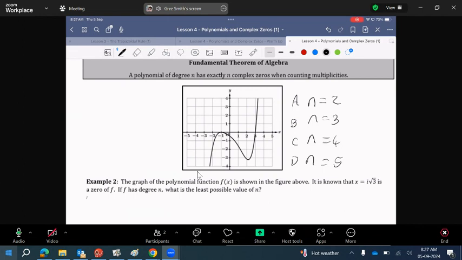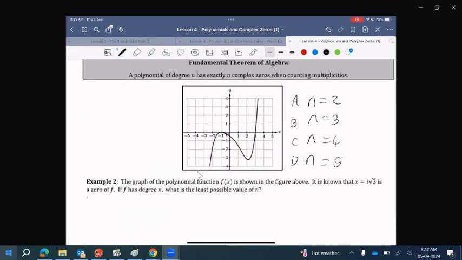So if the function has a root, the zero is i root 3. If f has a degree n, because we don't know the degree, what is the least possible value of n? That's the question. You've got the graph as well. So it's negative i. Does that make sense?